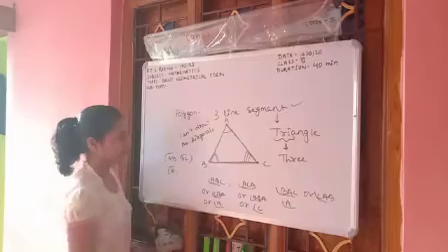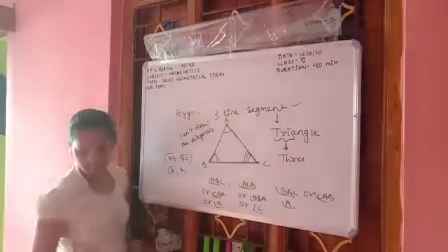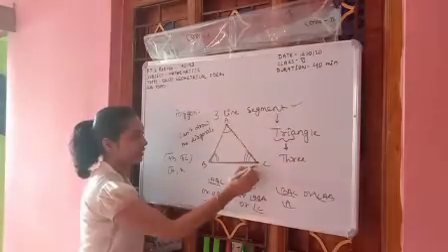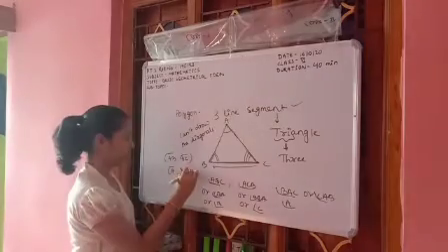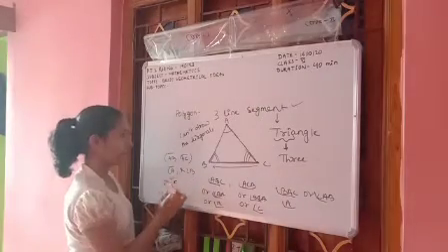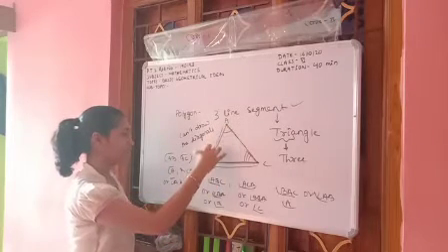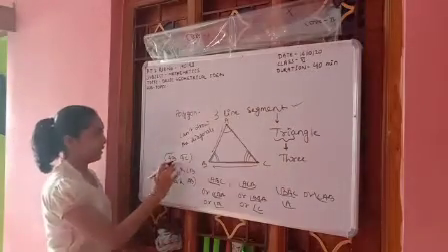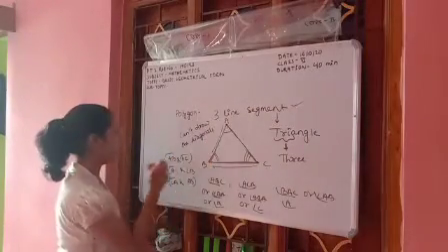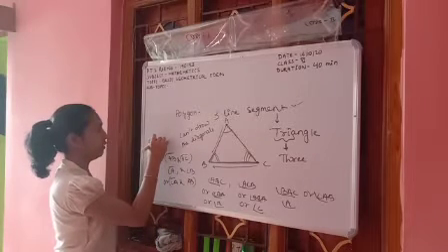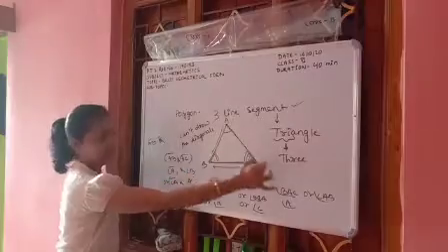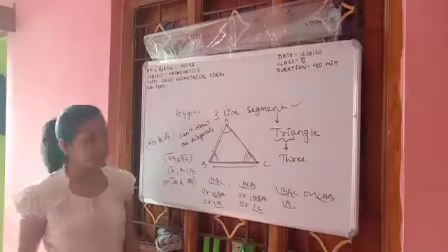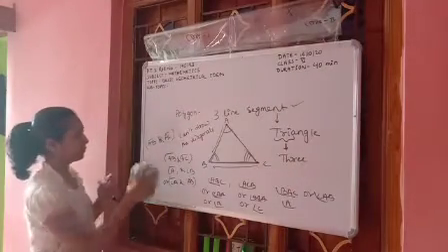CA and AC are equal. CA, then CB. CB or CA and AC. AB. AB and BC or AB and AC. Yes, like this, these are the adjacent sides. Very good.